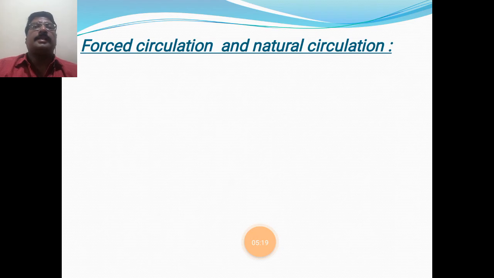The next type of classification is forced circulation and natural circulation boilers. So what is forced circulation? Forced means by means of some external source. If you are passing the fluid that way, it is called forced circulation. If the circulation of water is done naturally, by gravitation, without any external source, then it is called a natural circulation boiler.